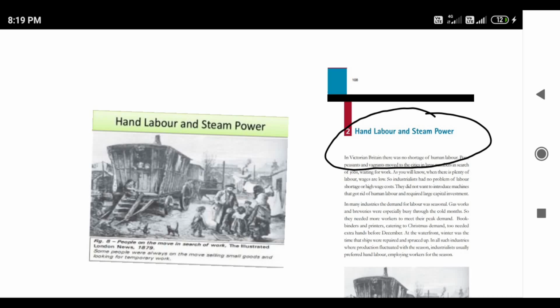When we talk of the hand labor in the 19th century, there was no shortage of labor. It was because of poverty. That is, people came from villages to cities in search of work, and that resulted in abundance of labor.